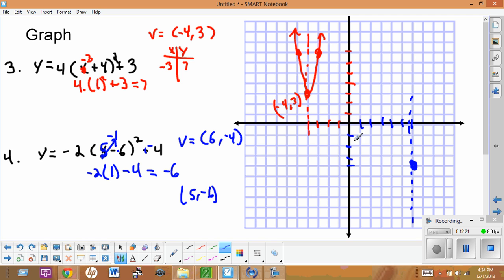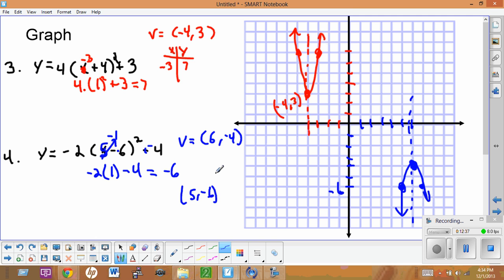So here's 5. Go down. Let's see. 1, 2, 3, 4, 5, 6. There's your negative 6. Over here at 5, symmetry says we have one right across at the same height. And there's the graph of our parabola.